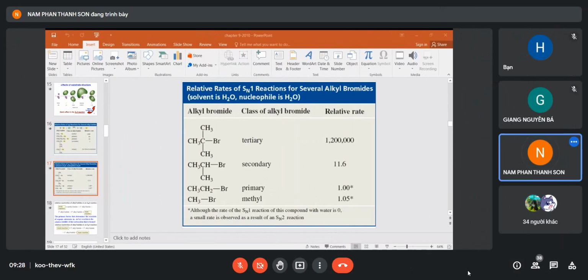Thank you. For tertiary alkyl halide, because the cation is stable, we can have the cation. That means we can have SN1. Primary alkyl halide cannot give you SN1 because the primary cation is not stable. It cannot be formed. So everyone take note.